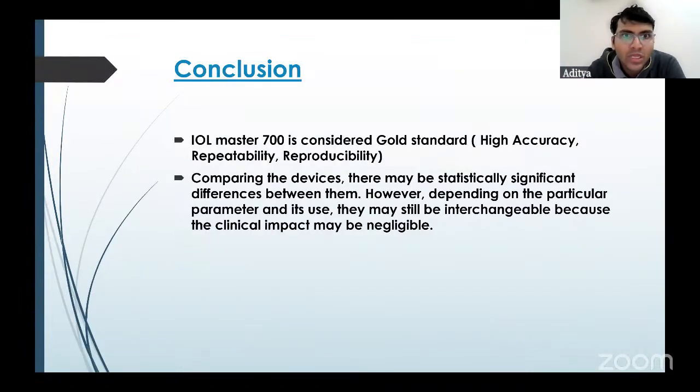So to conclude, across various studies, IOLMaster 700 is considered the gold standard, as it has given high accuracy, repeatability, and reproducibility. Comparing the devices, there may be a statistically significant difference between them. However, depending upon the particular parameter and its use, they may still be interchangeable because the clinical impact may be negligible.